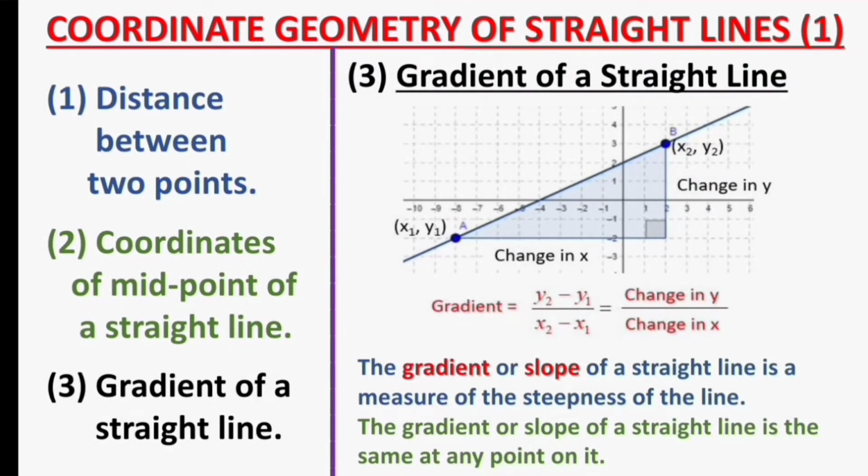Let's see our third formula for gradient of a straight line. From definition, the gradient or slope of a straight line is a measure of the steepness of the line. The gradient or slope of a straight line is the same at any point on it. Let's see the formulas for the gradient of a straight line.